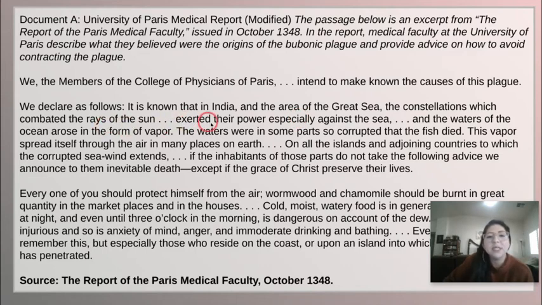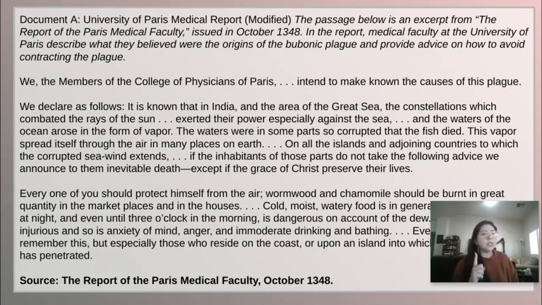"Combated the rays of the sun, exerted their power, especially against the sea, and the waters of the oceans arose in form of vapor." If you've ever boiled a pot of water, you'll see the gas coming up. That's sort of vapor. They're describing what we today know as basically precipitation, right? That's how it rains. The sun casts rays on the ocean, the water kind of rises up, makes clouds, and it rains. So we know this now. They didn't really know this back then.